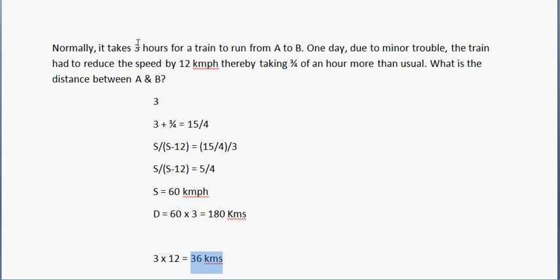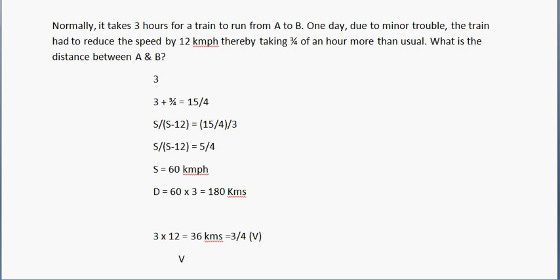So for each of the 3 hours it has covered 12 kilometers per hour less, which means it has covered 36 kilometers less. So it's falling short by 36 kilometers to reach B. Now to make that good, it again takes 3/4 of an hour at a certain, reduced speed, right? Let's say the reduced speed is V.